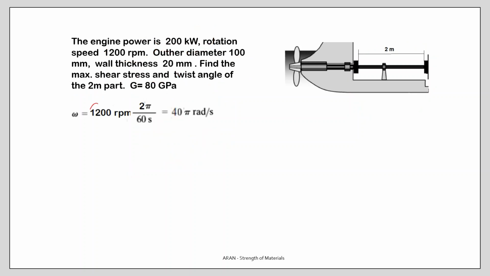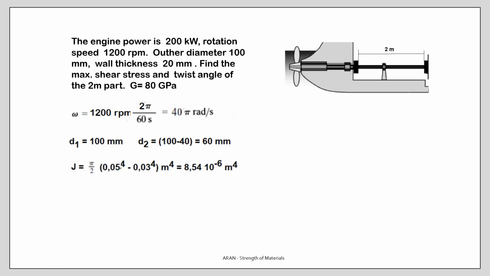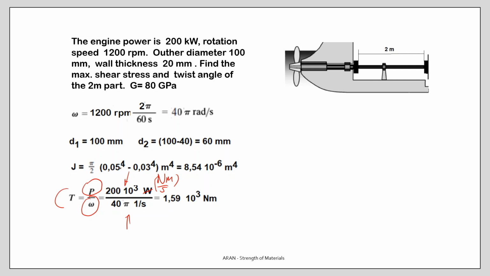First, we take RPM, convert into radians per second and find omega. Next, this is my external diameter, internal diameter. Put the radius values in meters and get the moment of inertia. Next, put the values of P and omega, and what you get is Newton meter per second, Joule per second, and when you do the calculation, this is your torque.